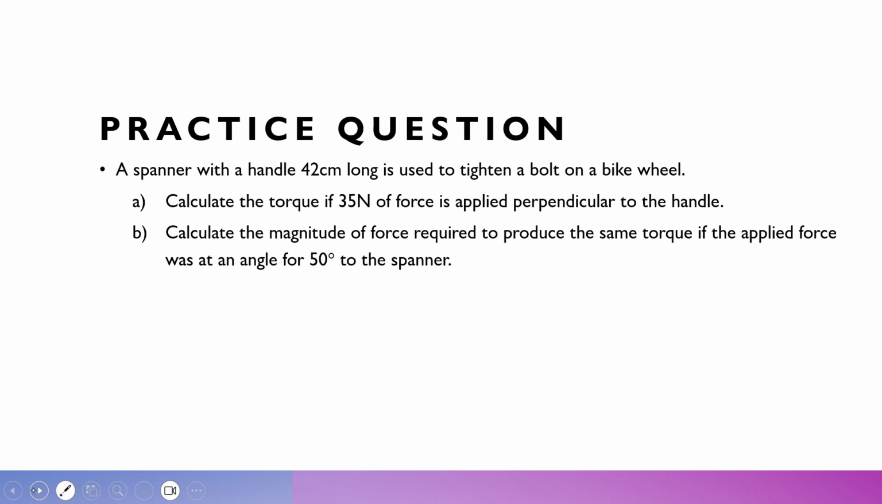torque. In the practice question for this video, we have a spanner with a handle 42 centimeters long that's being used to tighten a bolt on a bike wheel. First off, we're going to calculate the torque if 35 newtons of force is applied perpendicular to the handle, and then calculate for the magnitude of force required to produce the same amount of torque, however, assuming that the applied force is an angle of 50 degrees to the spanner. Now, the first thing that I'm going to do for A is draw out a diagram and extract any key information from the question.